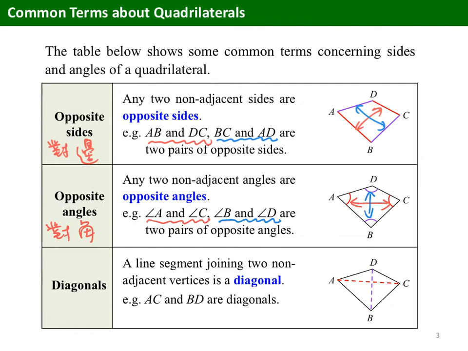Next is diagonals, 對角線. A line segment joining two non-adjacent vertices is a diagonal. For example, AC and BD are diagonals. So for all quadrilaterals, they only have two diagonals.